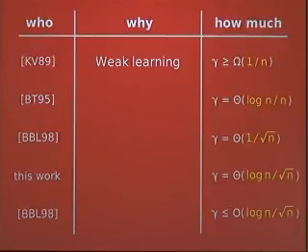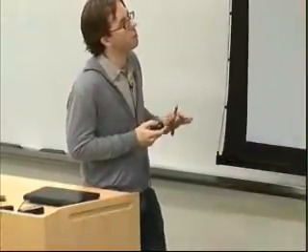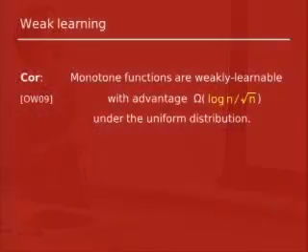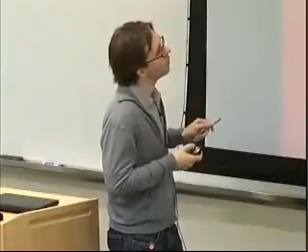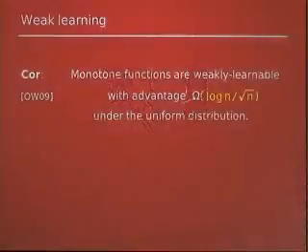So I'll give you a quick explanation of the connection to learning theory. If you're not that familiar with it, then you can just tune out for a bit, because I won't explain exactly everything I say here. So a corollary of, for example, our net result is that the set of all monotone functions is weakly learnable with advantage this same quantity, log n over root n, under the uniform distribution.